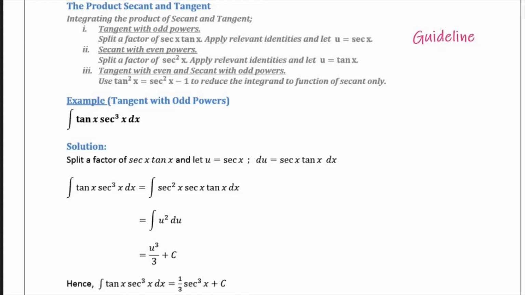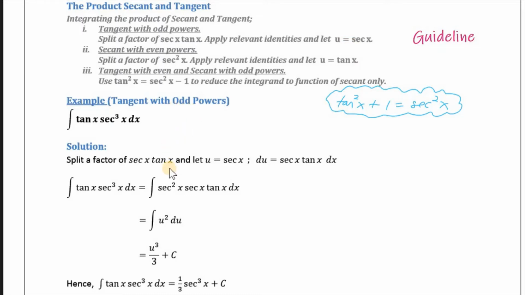So here, as we analyze, this is like tangent power 1, odd, and secant odd number as well. So when the tangent is odd, consider using the identity. What identity are we supposed to use? Again, you are supposed to use tangent square x plus 1 equivalent to secant square x. Play around with this identity. Alright, so here split off a factor of secant tangent and then set u to be secant.